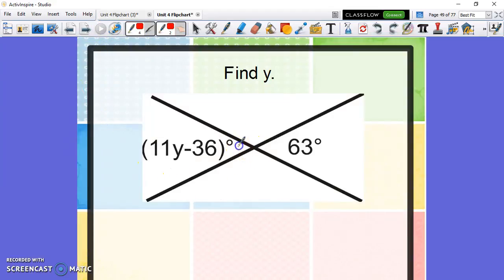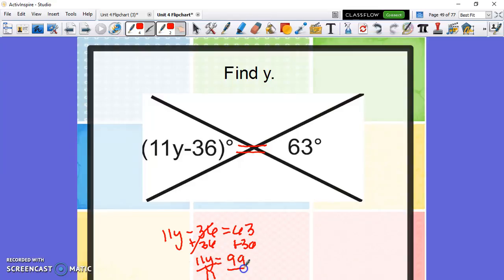Alright, same right here, find y. Well, these are equal. So 11y minus 36 is equal to 63. Now remember, we do the opposite, so if this is subtracting, we're going to add. So we're going to add 36 and add 36 because a negative and a positive. It's going to end up 0 now, and we have 11y is equal to 99.